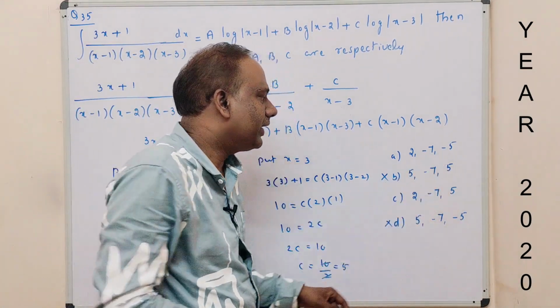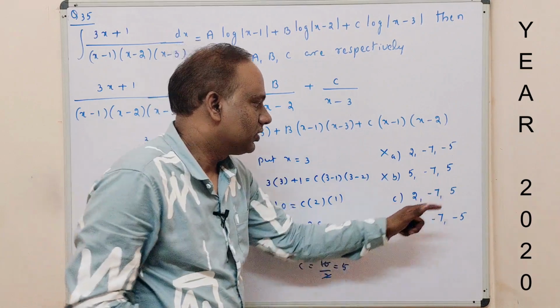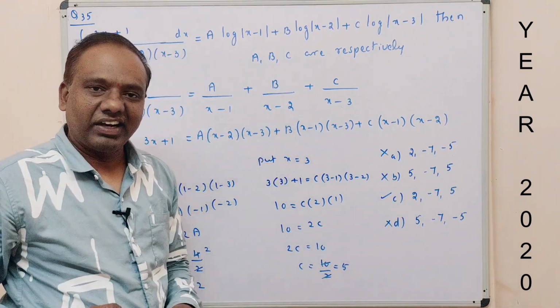Here they have given minus 5, so this option is wrong. So option C is the correct answer.